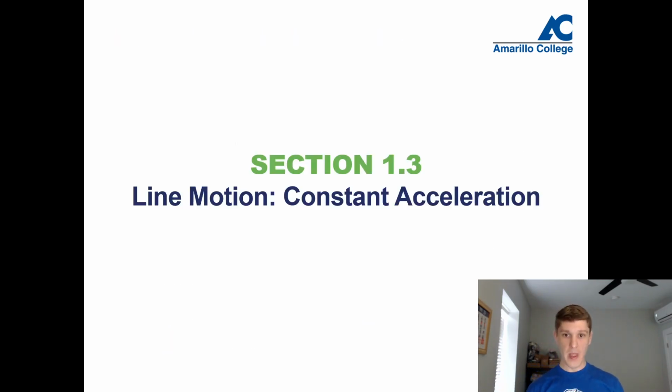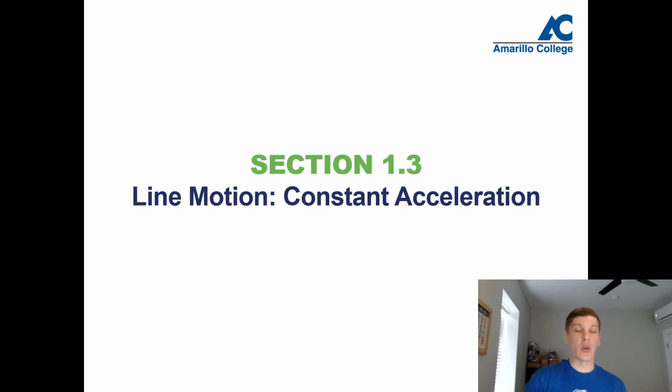Okay, so section 1.3 is line motion, constant acceleration, which was kind of in line with what the quiz was about. So in section 1.3, we are going to be looking at motion when there is constant acceleration. So we know that acceleration is equal to a constant, so we can integrate that and we should have a linear relationship for velocity.